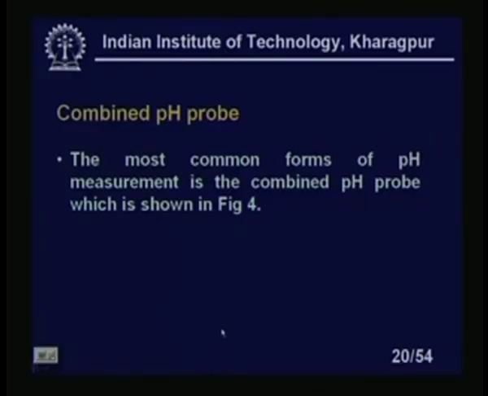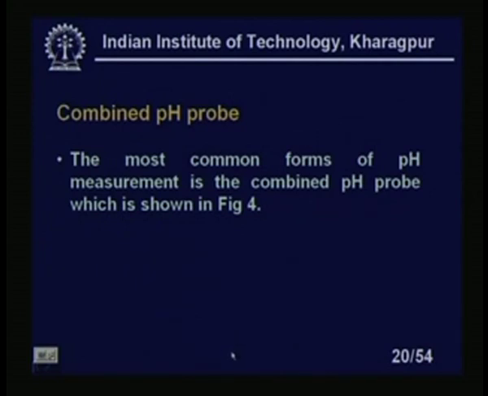Otherwise, you have to put in two separate electrodes, or you can have one combined electrode. That means both the reference electrode and the measuring electrode are in the same system. It is very handy, very useful, and ease of measurement will also be there. The most common form of pH measurement is the combined pH probe, which is shown in figure 4.